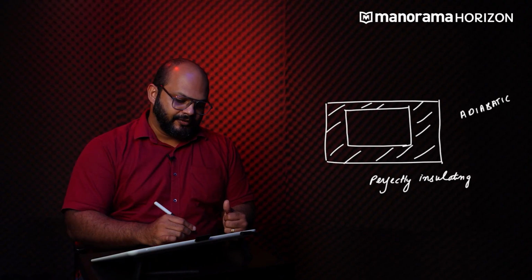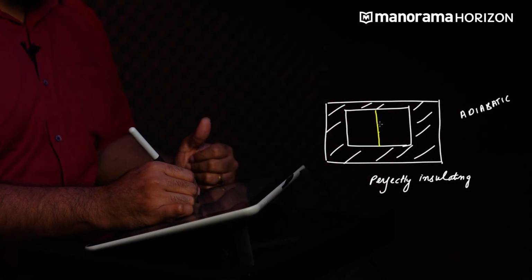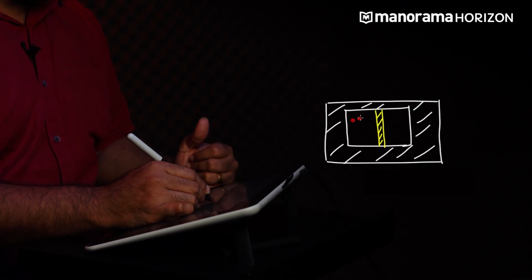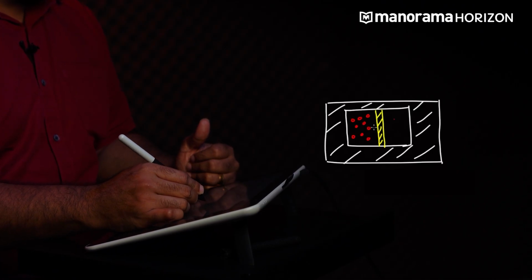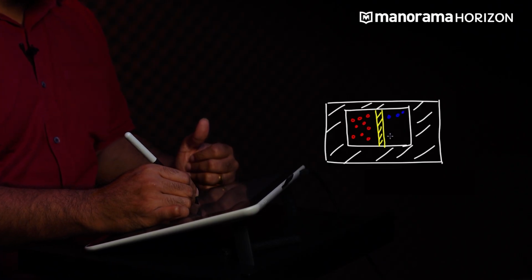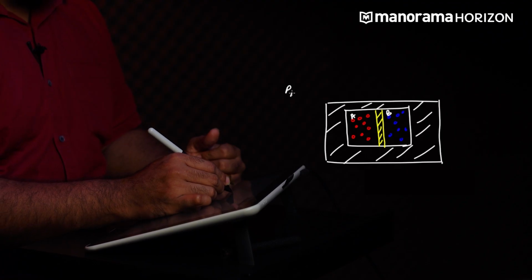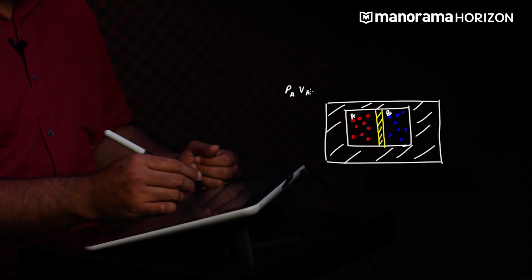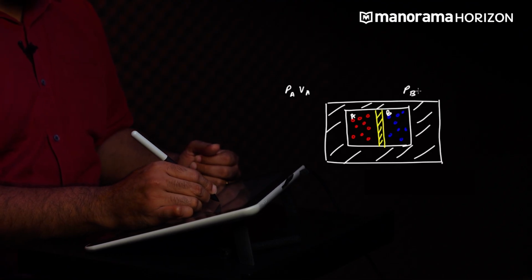Now, let's say that we have a partition inside this container. So here is our partition, and we have two different gases placed inside it. So here is one gas and here is another. Now, these two gases can be characterized by various properties. So, for example, let's say that this is gas A, and here we have gas B. Gas A has a pressure, let's call it PA, and it is occupying some volume, let us call it VA. On the other hand, gas B also has a pressure, let's call it PB, and it has a volume, let that be VB.